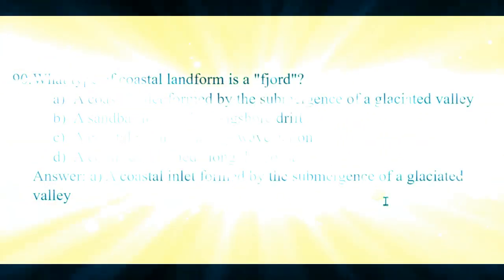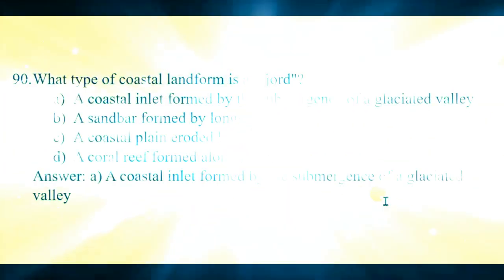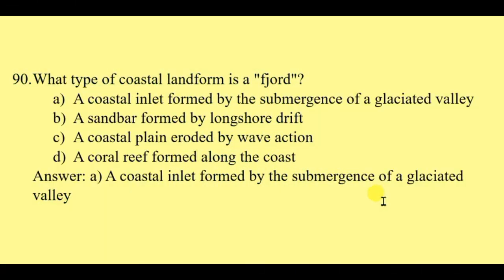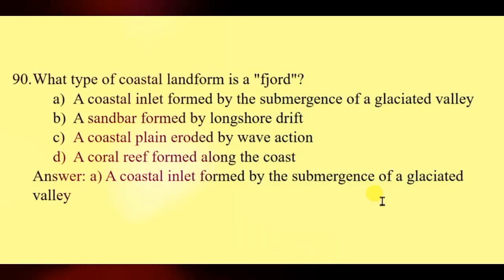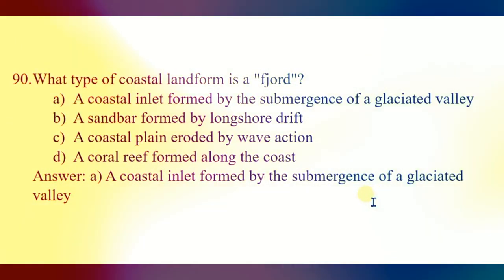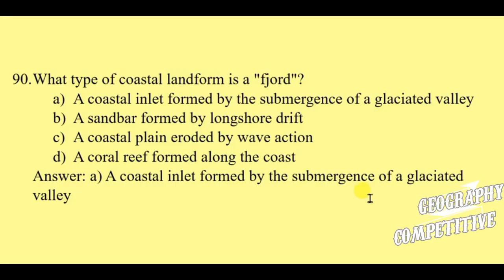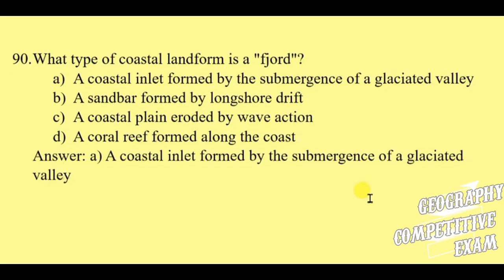Question 90. What type of coastal landform is a fjord? Here the options are a coastal inlet formed by the submergence of a glaciated valley, a sandbar formed by longshore drift, a coastal plain eroded by wave action, a coral reef formed along the coast. Here the correct answer will be a coastal inlet formed by the submergence of a glaciated valley.